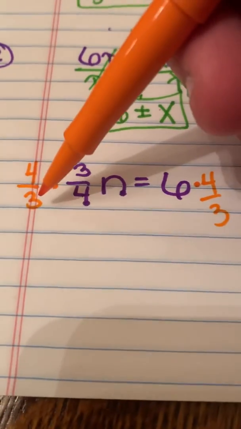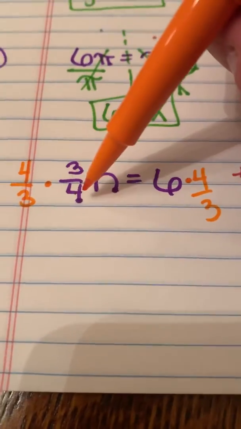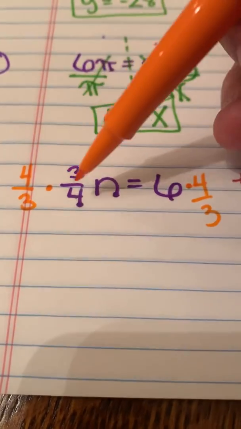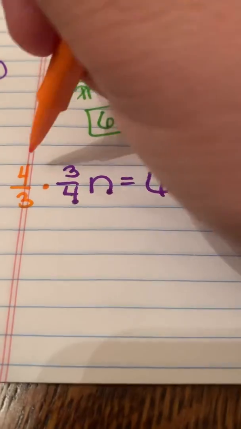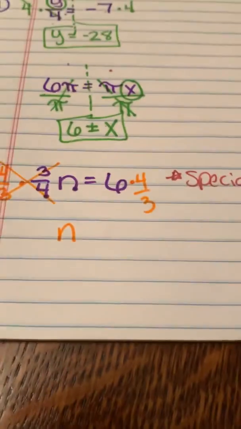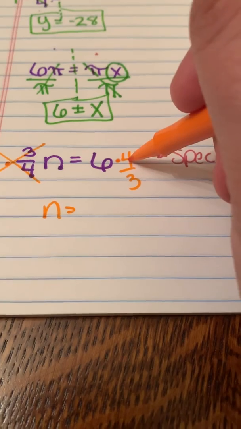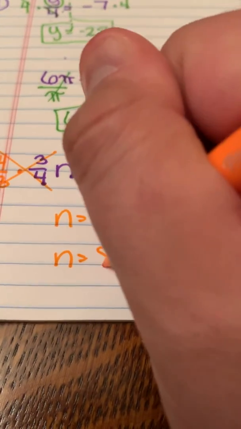So I have 4/3 times 3/4. You see how this is the reciprocal? Reciprocal is taking this number and flipping it. So I have a 3 in the numerator, I moved into the denominator. My denominator was 4, moved into the numerator. These will cancel, leaving me with n equals 6 times 4 is 24 over 3. And 24 over 3 will reduce to 8.